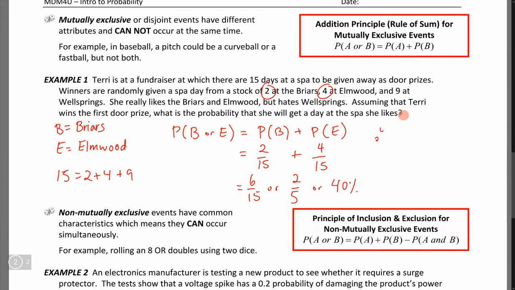So therefore, Terry has a 40% chance of getting the spa she likes.